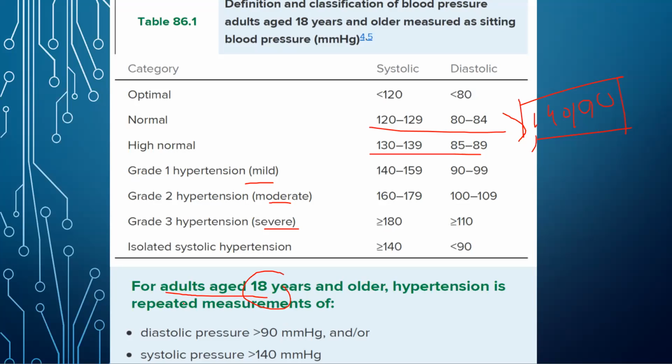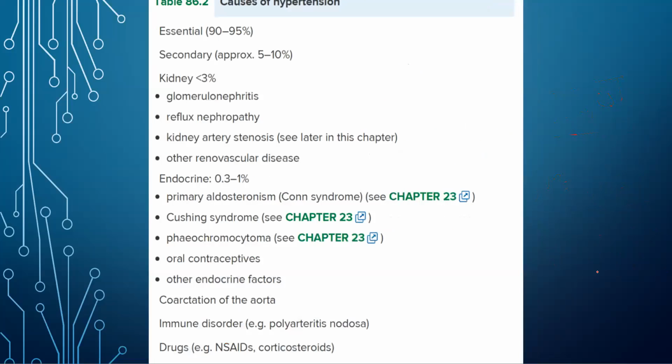Okay. And normally, for adults aged 18 years and older, we diagnose hypertension on repetitive measurement of diastolic blood pressure more than 90 and/or systolic more than 140. That means someone having 130 by 90, that's hypertension because diastolic is more than or equal to 90. Someone having 125 by 100, or let's say 95, that's also hypertension because diastolic is high, okay? So if any of these is too high, that means it's hypertension, but not just a single time. It has to be multiple sessions. At least two occasions, the patient should have a high blood pressure.